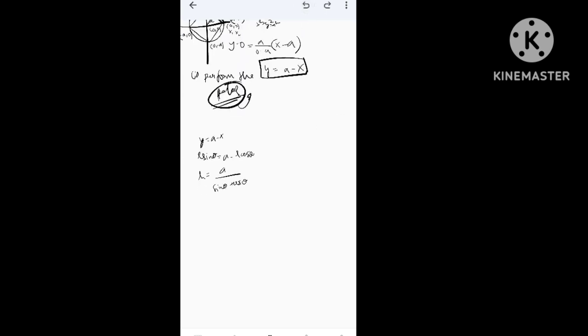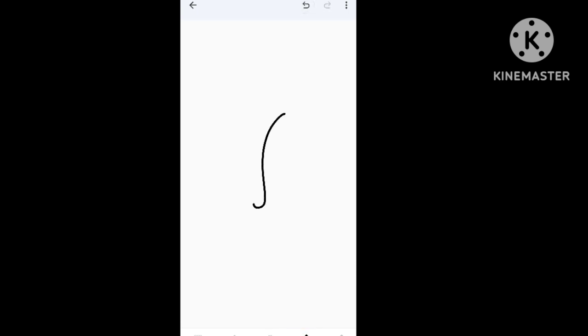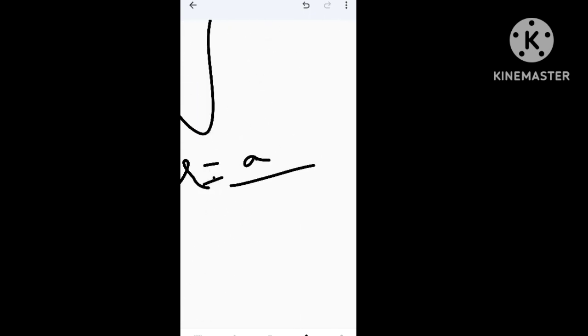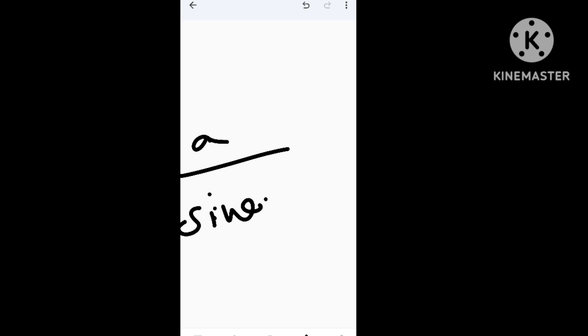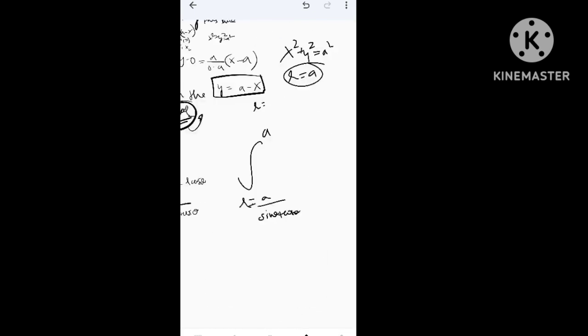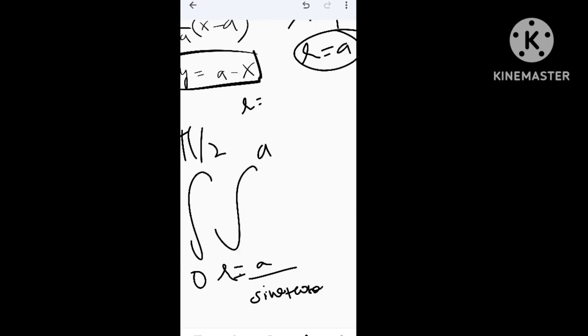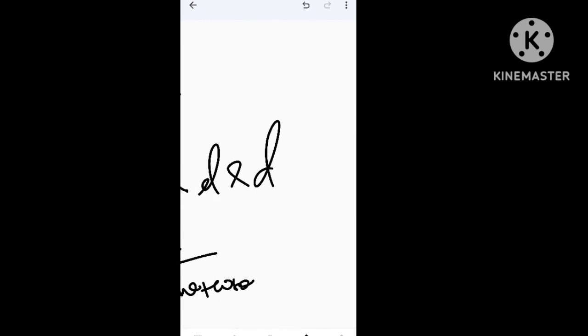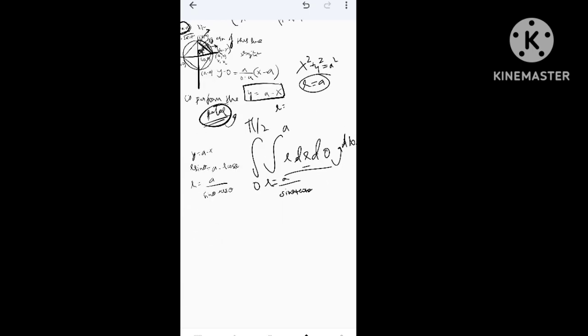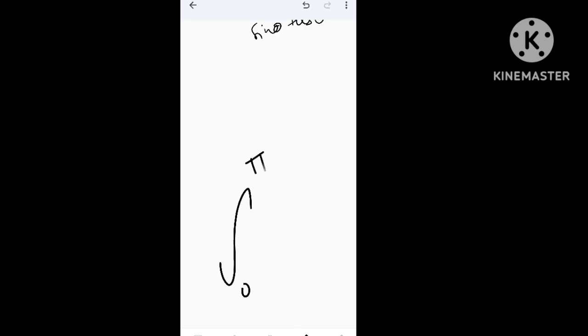So we can just plug it in. For the circle, x squared plus y squared is a squared sine squared theta plus a squared cos squared theta, which leaves r equal to a. So r varies from a over sine theta plus cos theta to a, and theta varies from 0 to pi over 2. So the integral from 0 to pi over 2 of r dr d theta, which is just dx dy in Cartesian coordinates. To integrate this, first do it with respect to r.